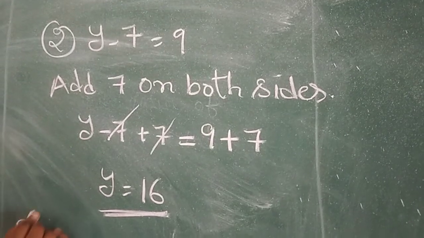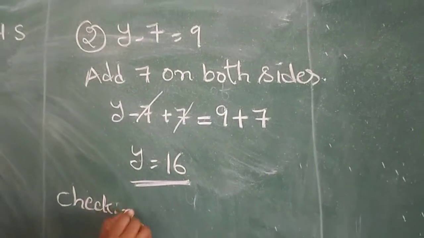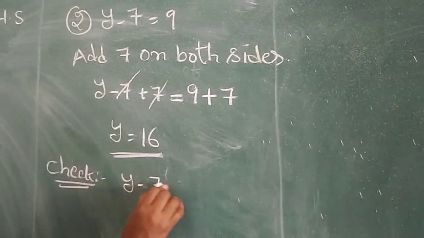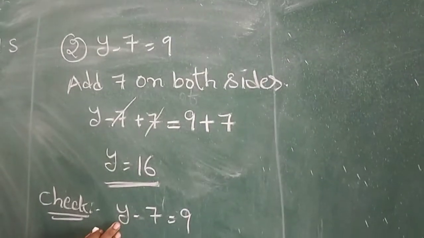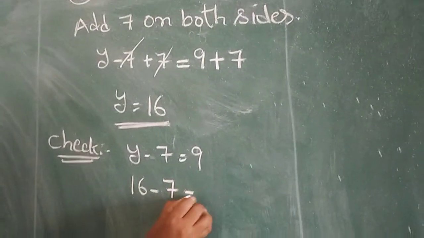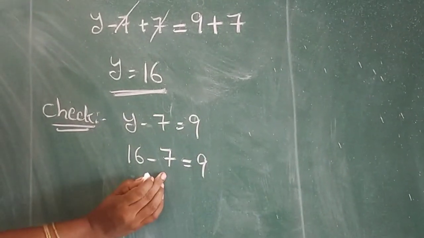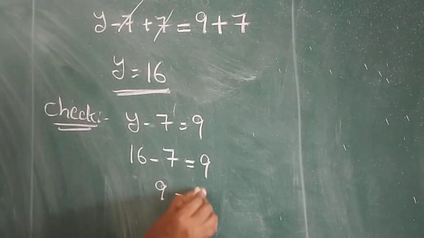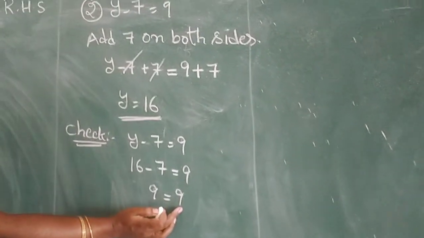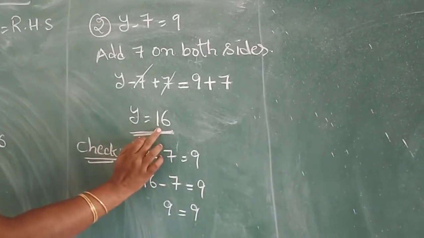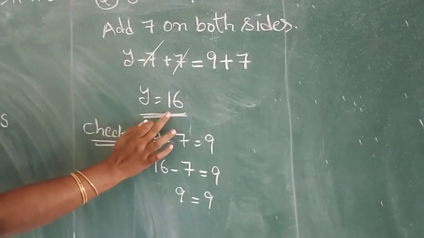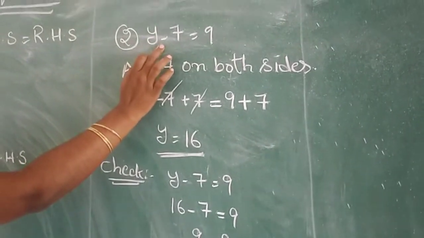Now check the value. y minus 7 is equal to 9. y value is 16. 16 minus 7 is equal to 9. 16 minus 7, that is 9, is equal to 9. The value of LHS is equal to the value of RHS. So 16 is the solution of the equation.